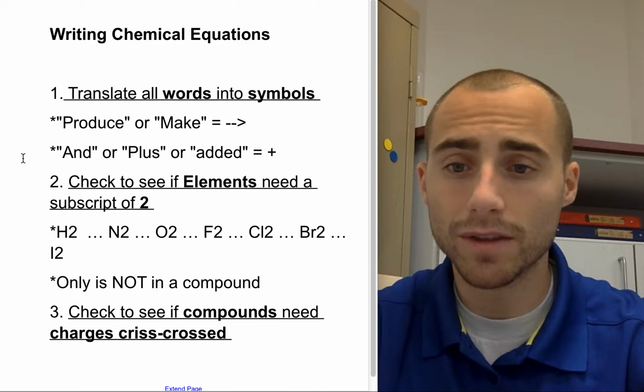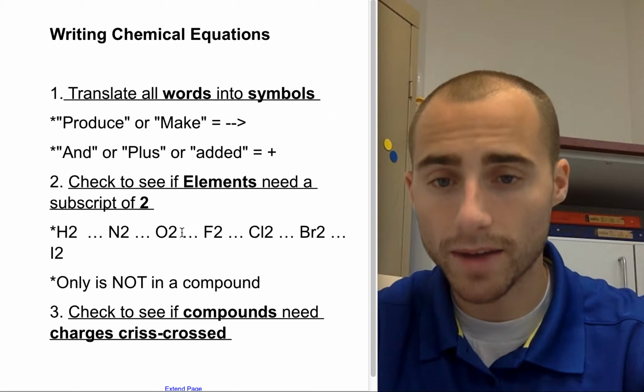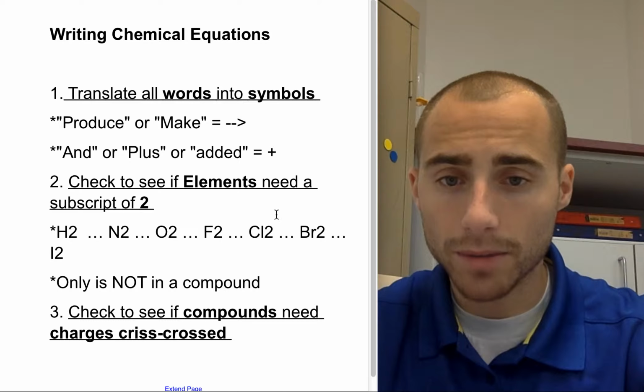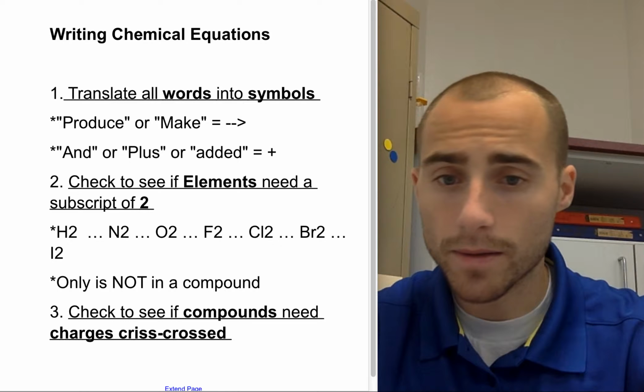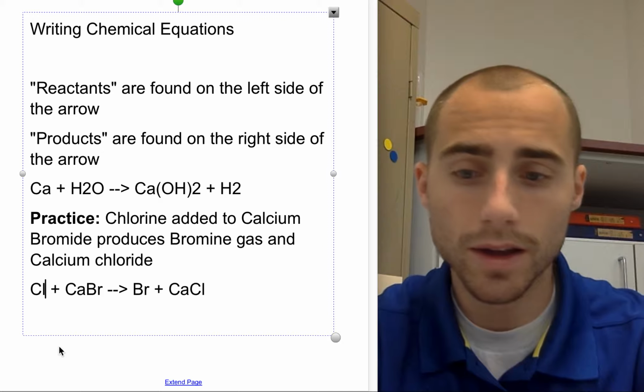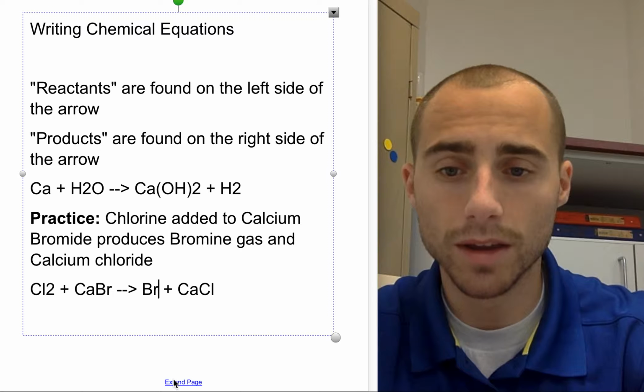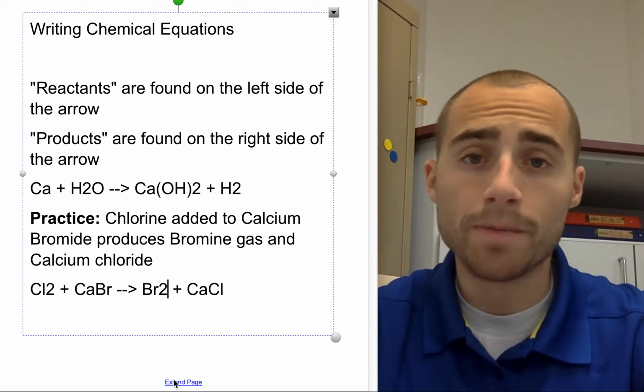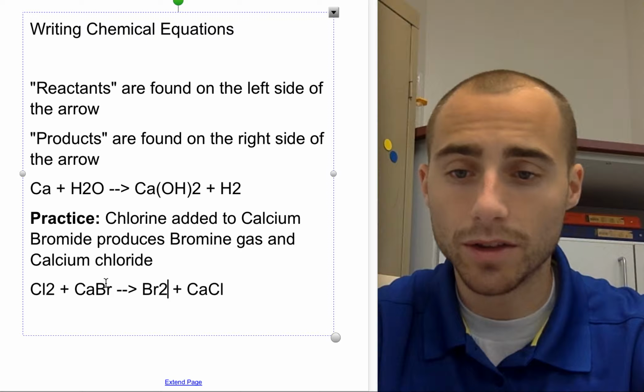Now I need to check and see if there's any elements that need a 2. So do I have any of these by themselves? Let's find out. Yes, I do. I have 2 of them by themselves. I have Cl, so I need to add a 2 to that, and I have bromine, so I need to add a 2 to that. See, I did that, just check, and then add the 2.